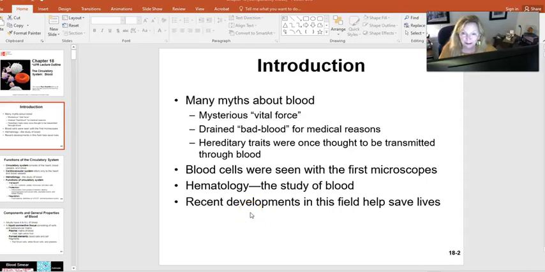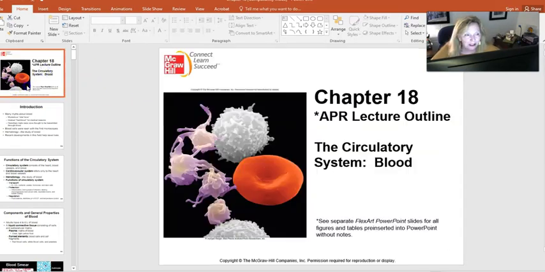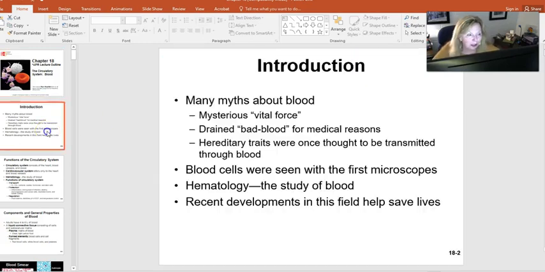Welcome to the study of hematology. Hematology is the study of blood. So within this chapter, we're going to look at all aspects of blood, and we're certainly going to be introduced to the basic components and what those components' functions are, and then even look at some pathology associated with blood.